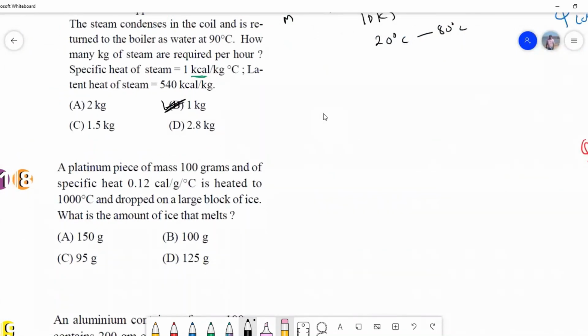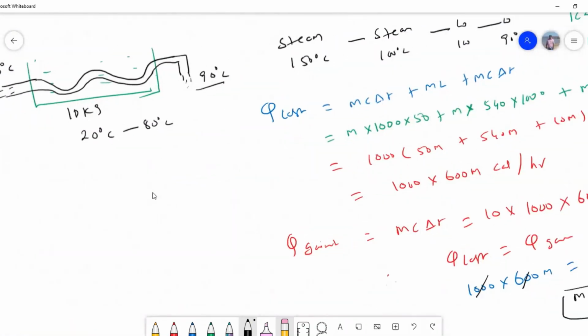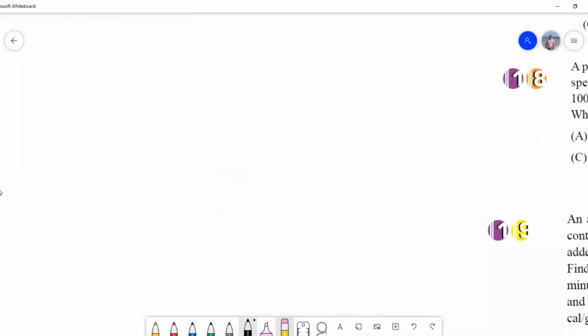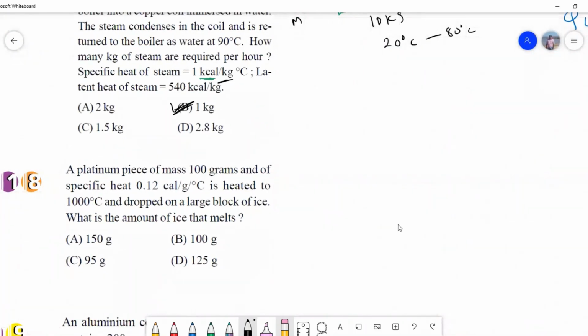The crucial step in this problem is you need to understand that the units are very, very important. Here the units are given in calorie per kg, so we need to convert. Everywhere calorie per kg is given, you need to convert the specific heat of water also into calorie per kg. We know the specific heat of water is 1 calorie per gram, or 1000 calorie per kg. That is the crucial step in this problem.